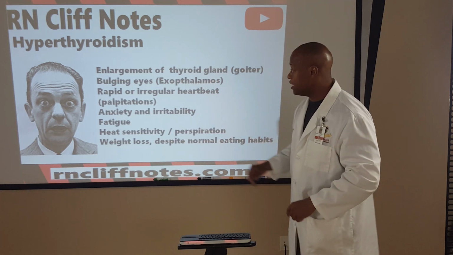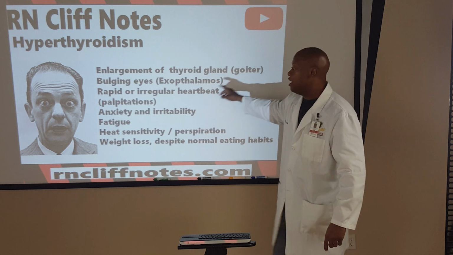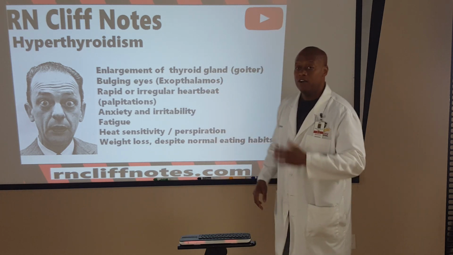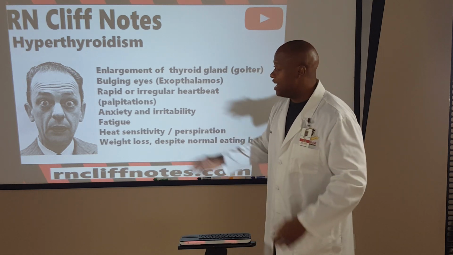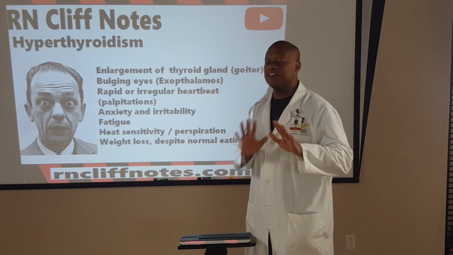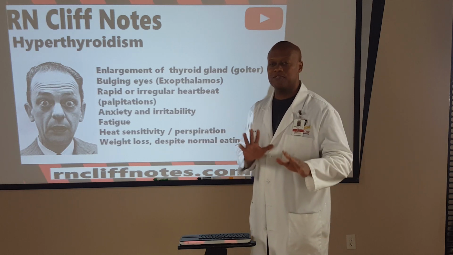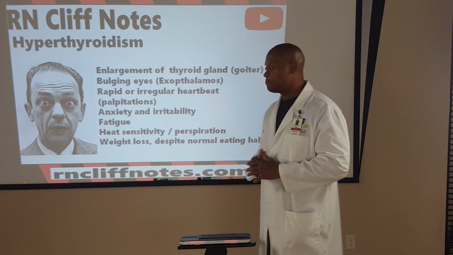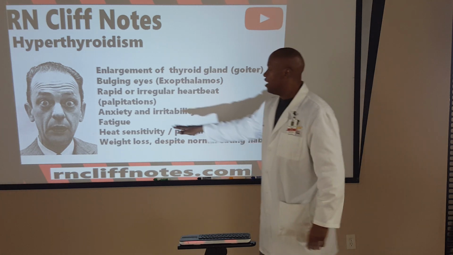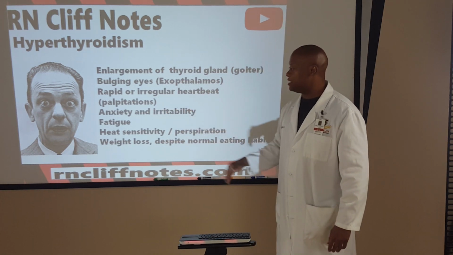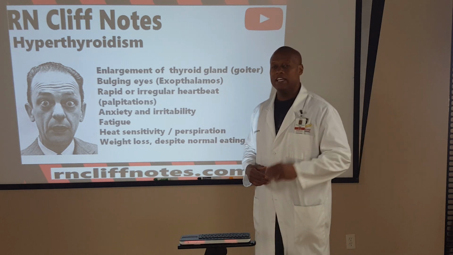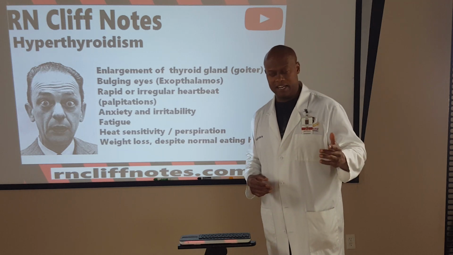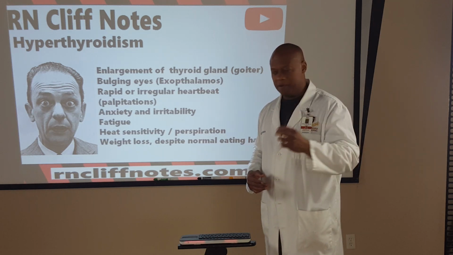Now, okay, so enlargement of the thyroid, goiter, bulging eyes, exophthalmos. Now, while we use the late, great Don Knotts for this, I cannot confirm for sure that he suffered from this condition. But he just has that appearance, right? Okay, so rapid and irregular heartbeat or palpitations. Now, as these flow, I want you to pay attention to the flow of the symptoms the way I set it up, and this will help you to remember it.